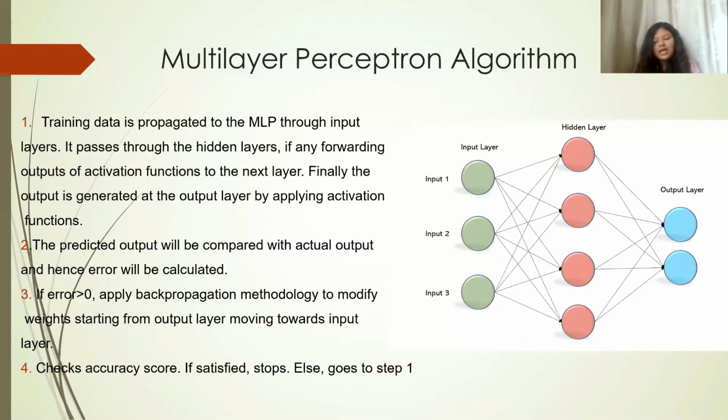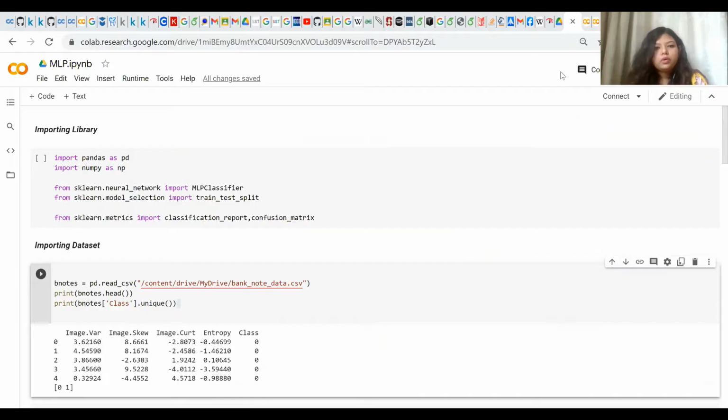Now we are going to see a code on that algorithm. This is the code I'm going to discuss on multilayer perceptron, and I have used Python, and the environment I have used is Google Colaboratory. Firstly I have imported some libraries: pandas as pd and NumPy as np. For classification and training, I have imported MLPClassifier from sklearn.neural_network and train_test_split from sklearn.model_selection. For model evaluation, I have imported classification_report and confusion_matrix from sklearn.metrics.